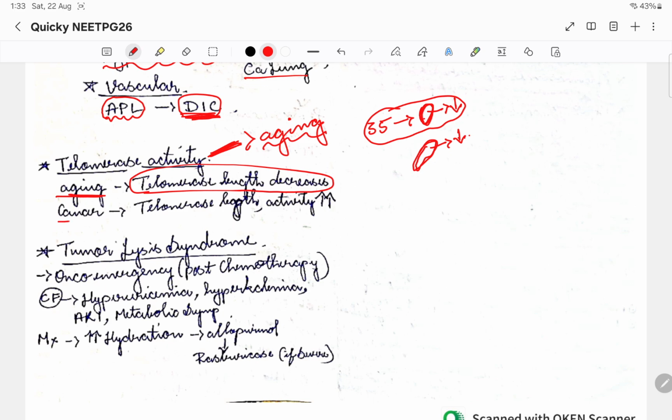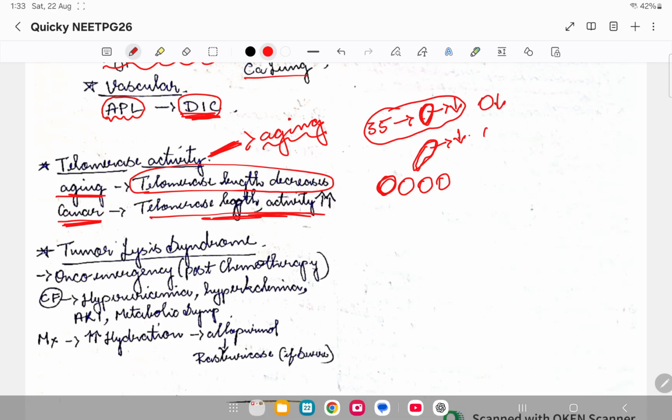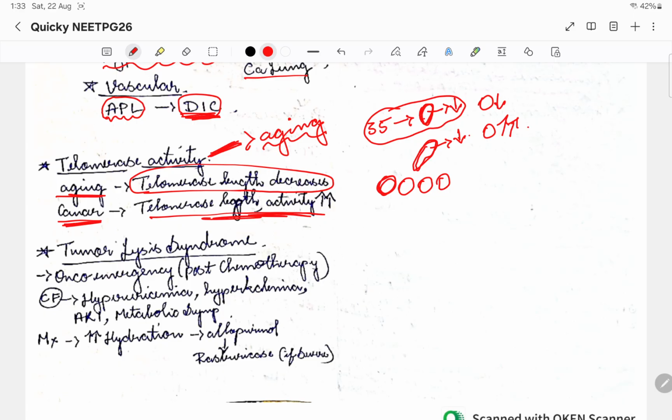Whereas in cancers, the telomerase length or activity is increased, because telomerase activity tells us about cell division. In aging, there will be reduced cell division, whereas in cancer there is increased cell division, right? That is what we discussed in neoplasia. So telomerase activity and length will be increased. This is with respect to telomerase activity.